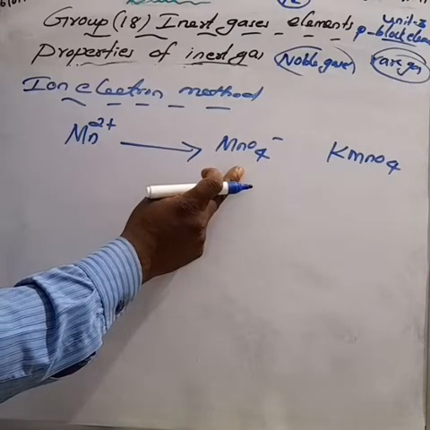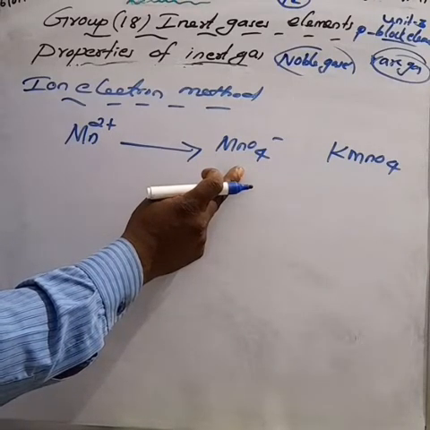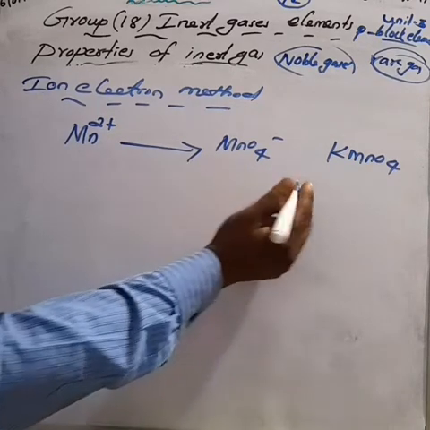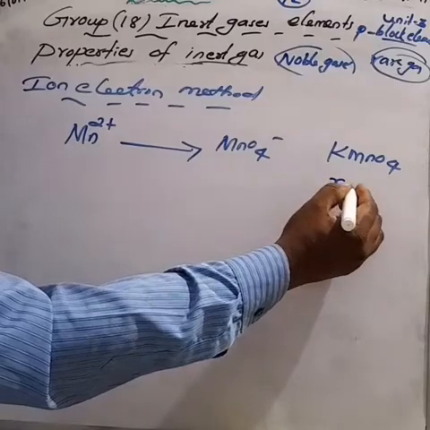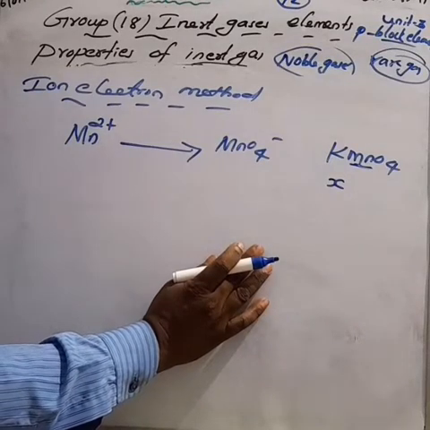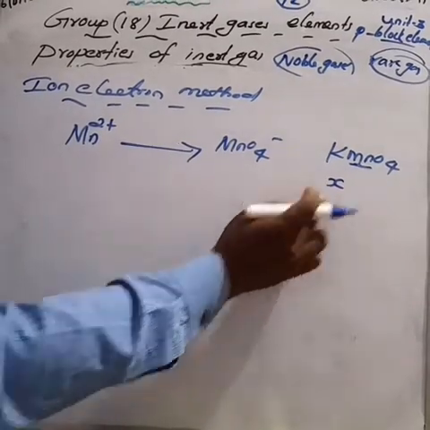So what is the oxidation state? You have to find the oxidation state of Mn. I am taking Mn as X. Otherwise, first you write KMnO4. That is very easy.